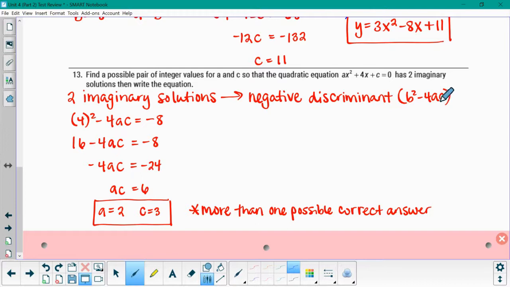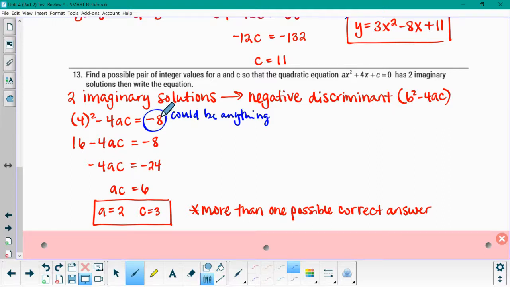Now, this is a problem where there's more than one correct answer. It depends on what negative number you picked. This number here could be anything. It could be any negative number that you decide to use. For me, I just picked negative 8. You could have picked negative 4, negative 2, or negative 1. As long as this number is negative, you should get correct answers.